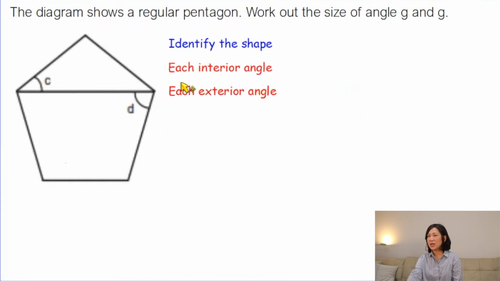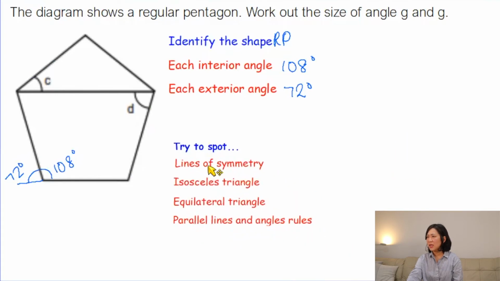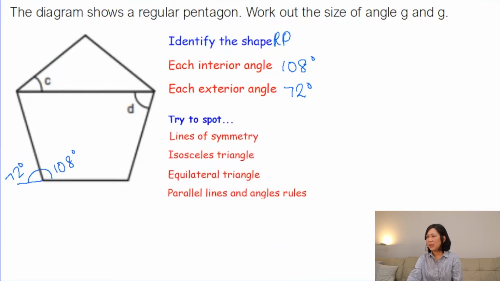We know that this is the regular pentagon, and then we also know that the interior angle is 108 and the exterior angle is 72. I think this is not enough. Now let's try to spot what we learned from the previous lesson. So interior and exterior angle is not enough to find the size of C and D. Then you remember, first of all, lines of symmetry, I think it's not very useful.